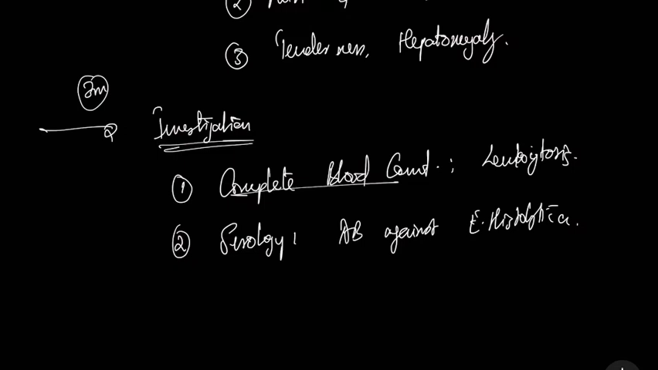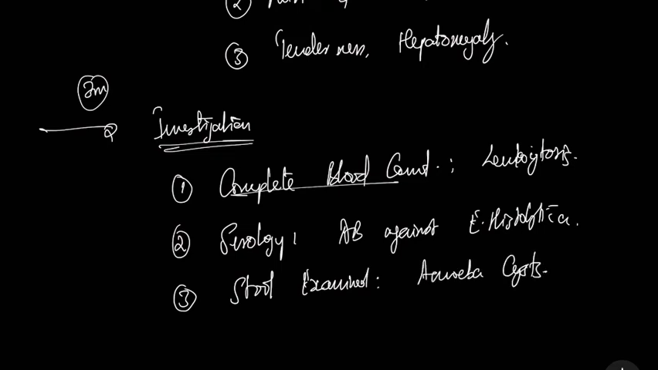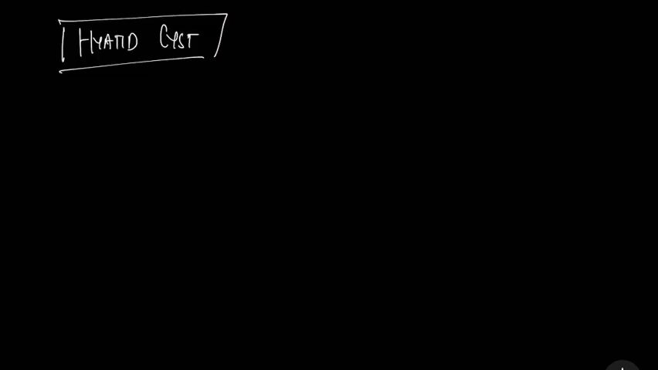Thirdly, the stool of the individual can be examined for amoeba cysts. And lastly, CT scan or MRI. With that, we are done with amoebic liver abscess, and now we'll be jumping to hydatid cyst. The last topic under liver disease that we'll be starting is hydatid cyst.